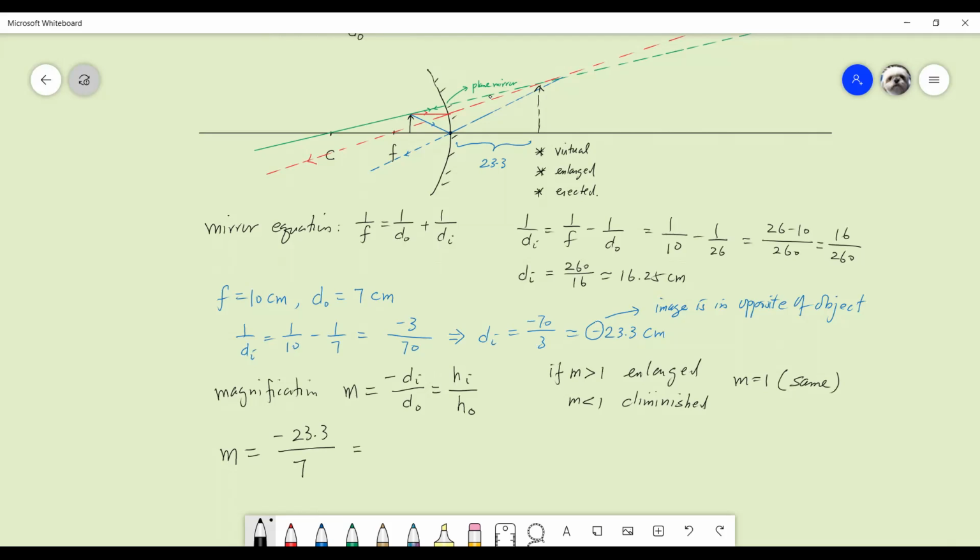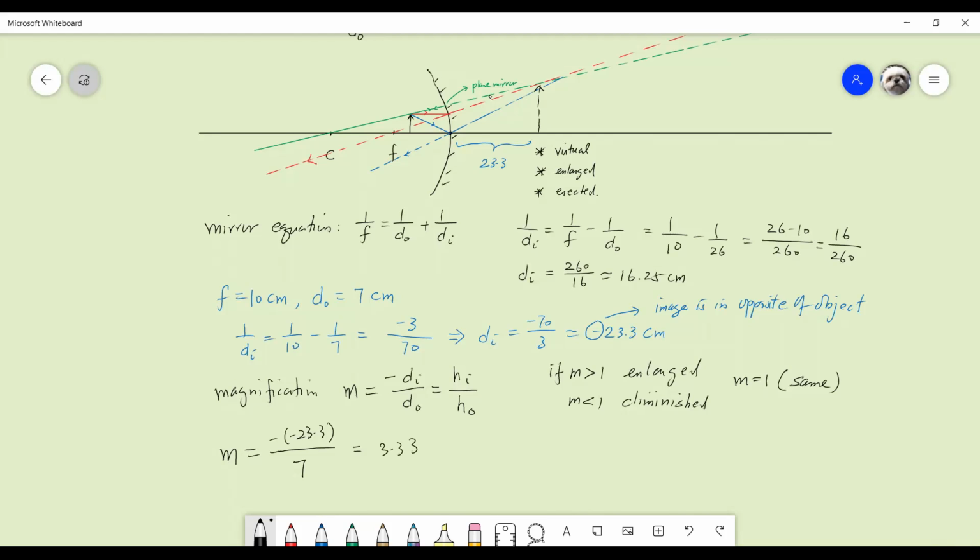Now, what is this? 23.3 divided by 7. Now, I forgot to put a negative sign here. Remember that? I should put it this way, right? Now I'm going to explain what that means. 23.3 divided by 7 is 3.3.